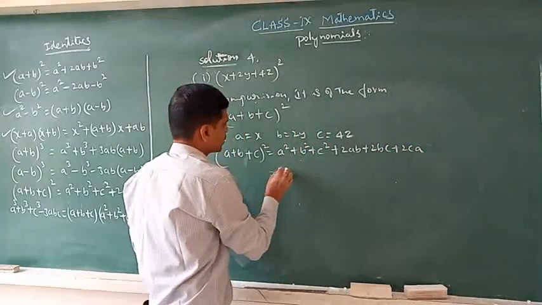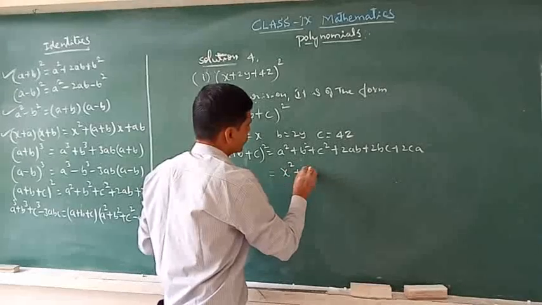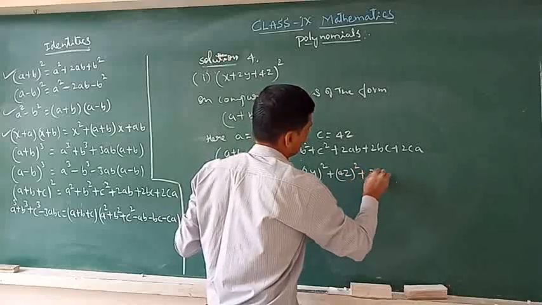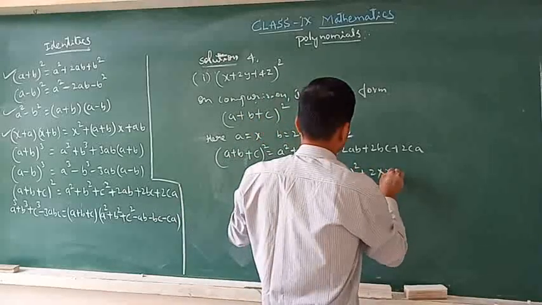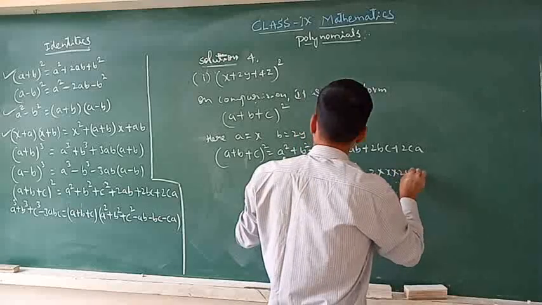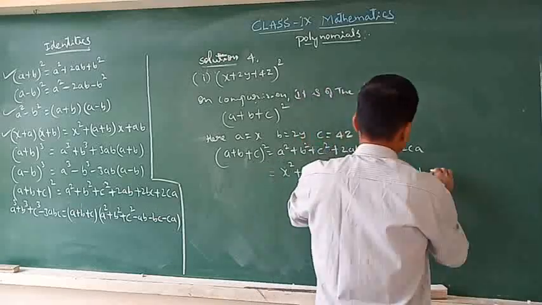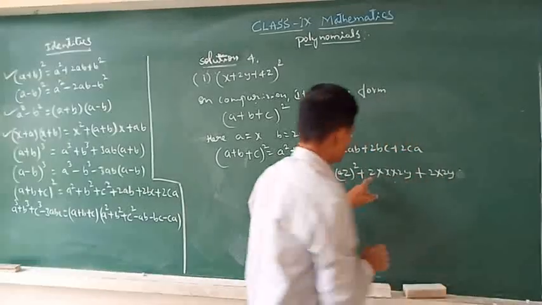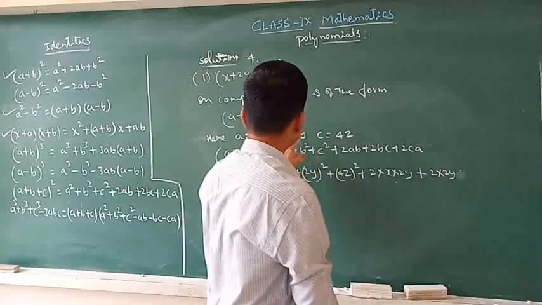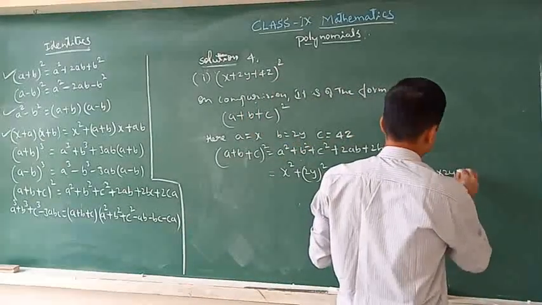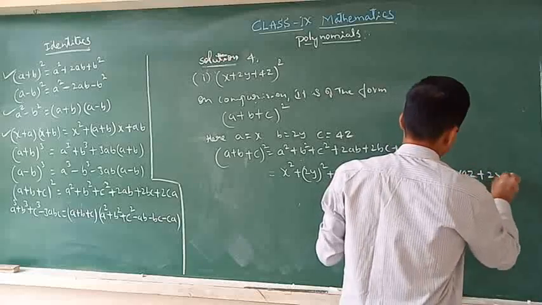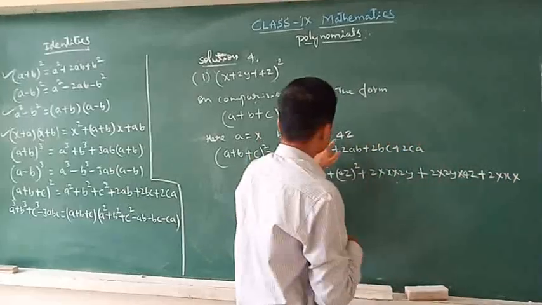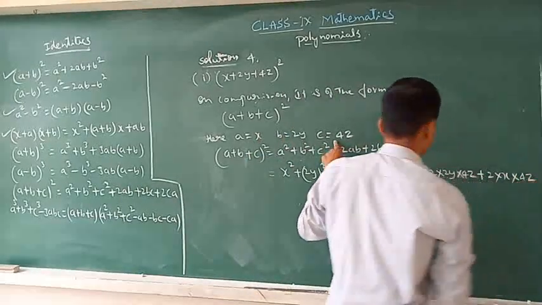So that is a square means x square, plus b square means 2y whole square, plus c square means 4z whole square, plus 2ab means 2 into x into 2y, plus 2bc means 2 into 2y into 4z, plus 2ca means 2 into x into 4z.